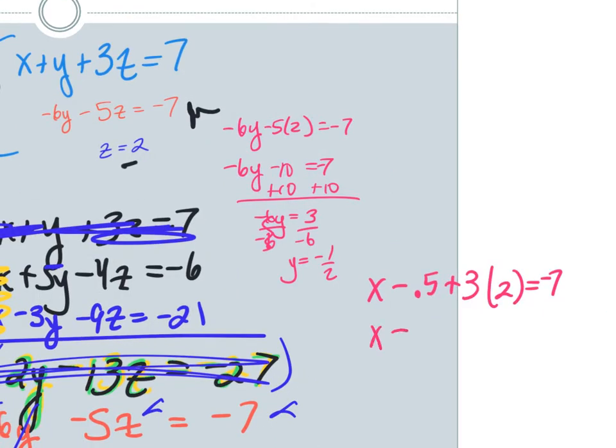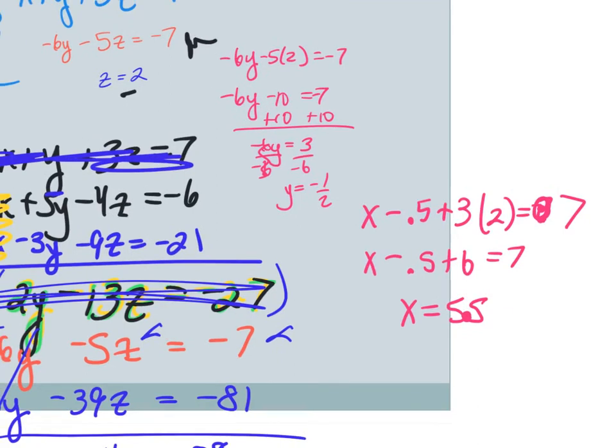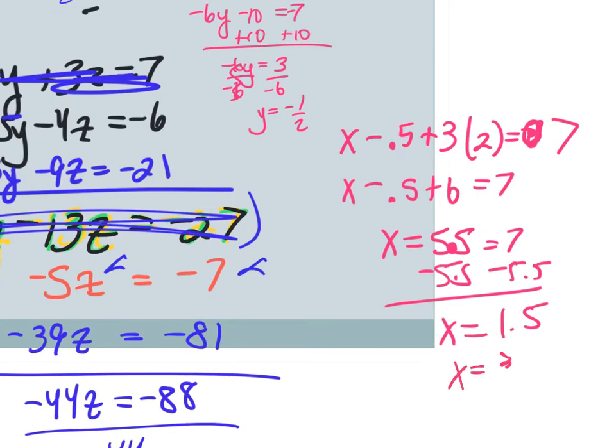So x minus, yeah, x minus what? Right, x minus 0.5 plus 6 equals 7. So x minus 5.5. Isn't this 6 minus 0.5? Oh, yeah. Equals 7. So minus 5.5. X equals 1.5 or 3 over 2, 1.5, however you want to write it.